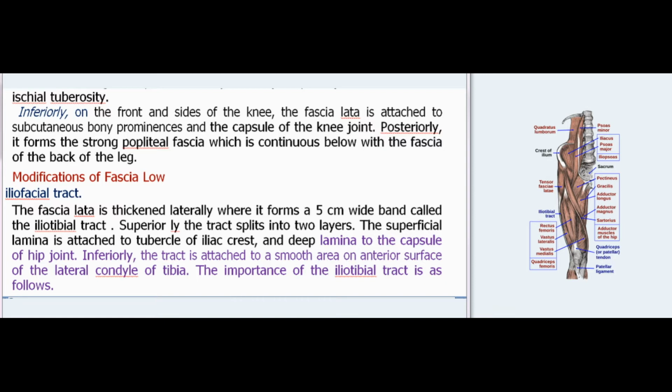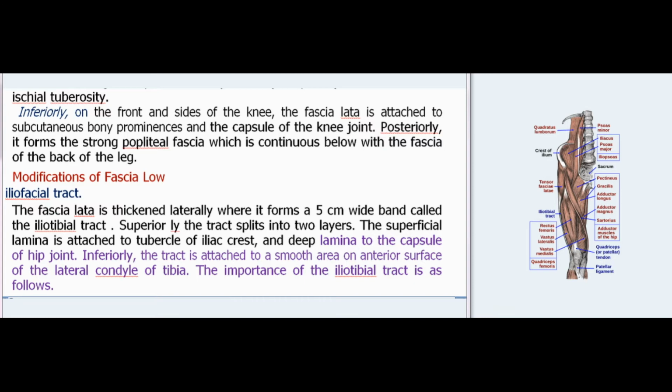Modifications of fascia lata: iliotibial tract. The fascia lata is thickened laterally where it forms a 5 cm wide band called the iliotibial tract. Superiorly the tract splits into two layers. The superficial lamina is attached to the tubercle of the iliac crest, and the deep lamina to the capsule of the hip joint. Inferiorly, the tract is attached to a smooth area on the anterior surface of the lateral condyle of the tibia.